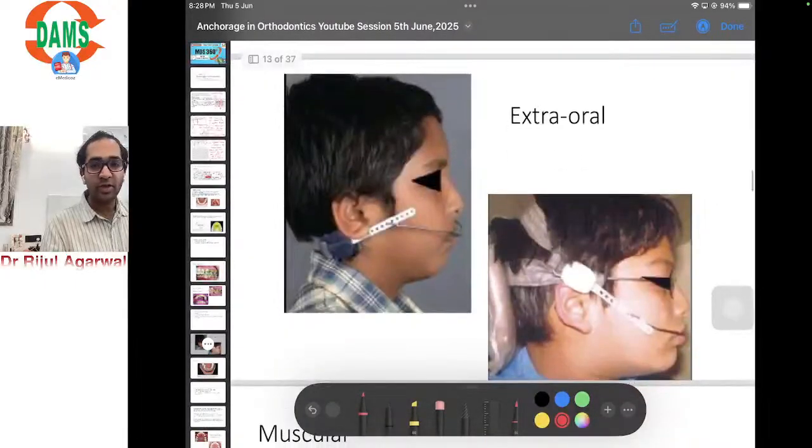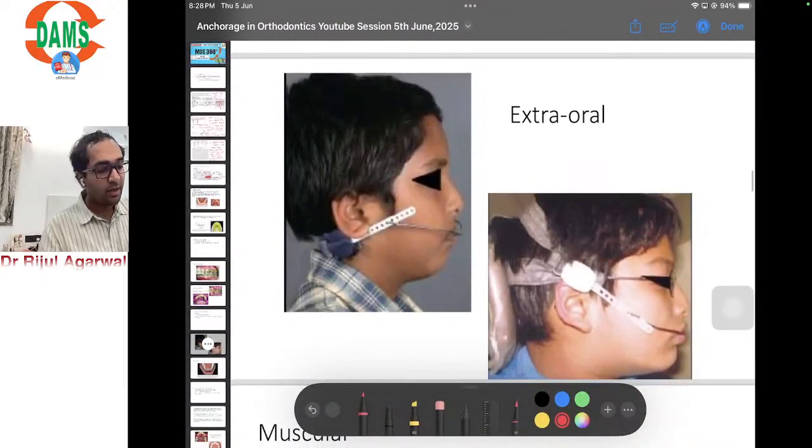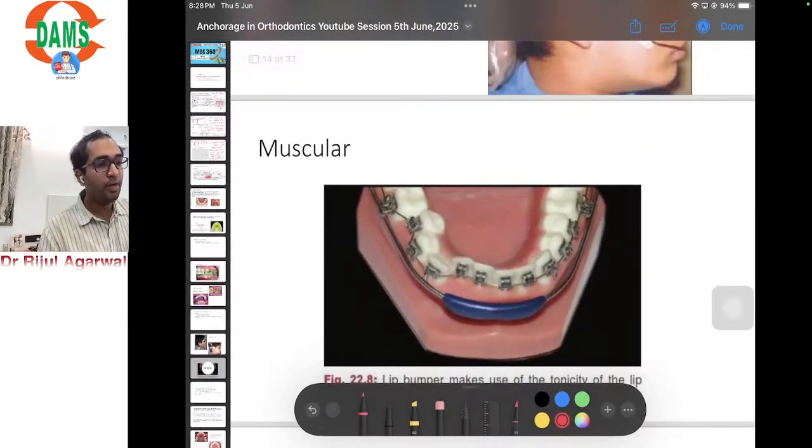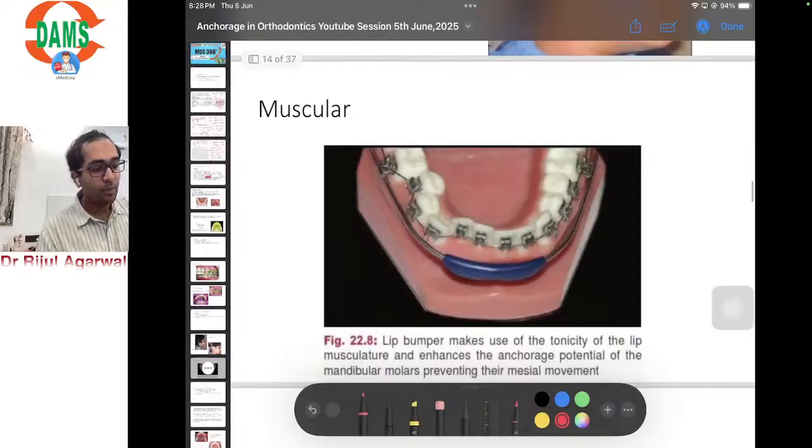So these are the images of extraoral anchorage. This is the headgear, cervical pull headgear. This is the combi pull headgear. This is the image of a lip bumper. See, this acrylic shield is constructed at a distance away from the lower teeth. So what will happen? The mentalis of the lip will exert pressure on this. It will lead to distalizing, and at the same time the tongue will push these teeth forward to correct the lower arch crowding.